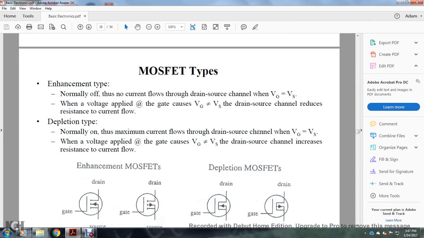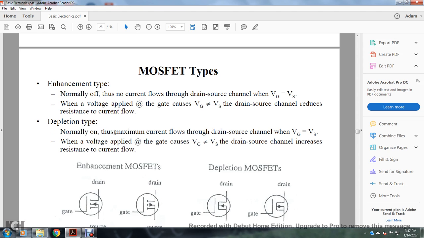MOSFET types. Enhancement type: normally off, so no current flows through the drain-source channel when the gate voltage is equal to the source voltage. A voltage applied at the gate, making the gate voltage not equal to the source voltage, reduces the drain-source channel resistance to the flow.